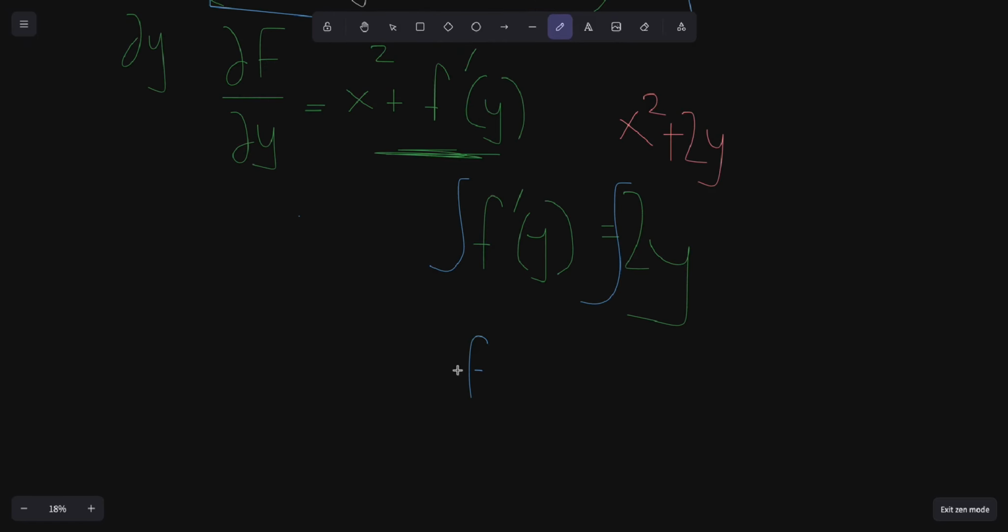All right. So when you take an integral of this, I get that f of y is equal to, and this is with respect to y because it's a function of y, y squared, plus c.